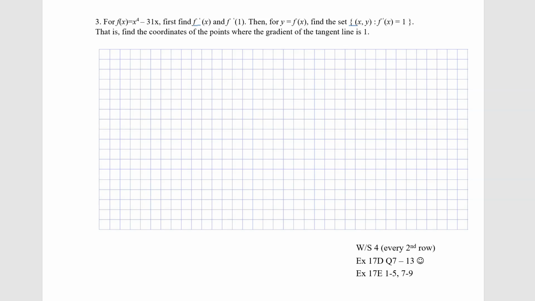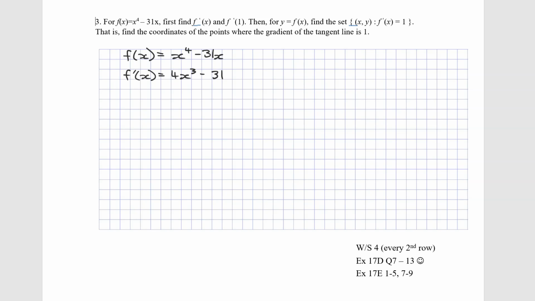So, digesting this question, first thing it's asking us to do is find the derivative of this function here, and then find the instantaneous rate of change when x equals 1. So, jumping into that first part, we'll go f(x) = x^4 - 31x, and then finding the derivative, f'(x) = 4x^3 - 31, like so.